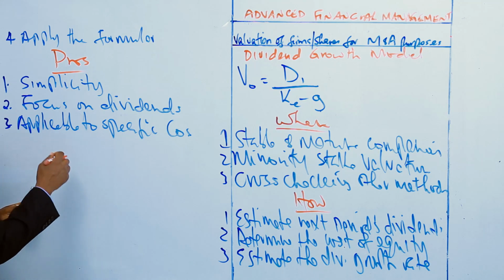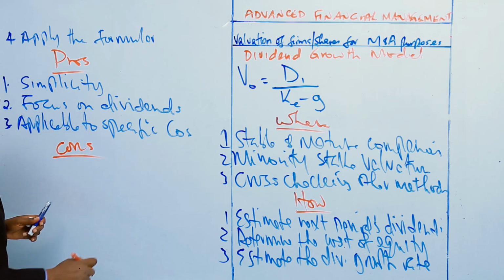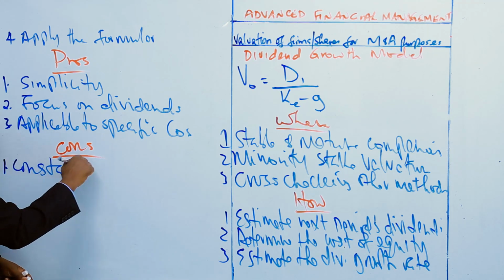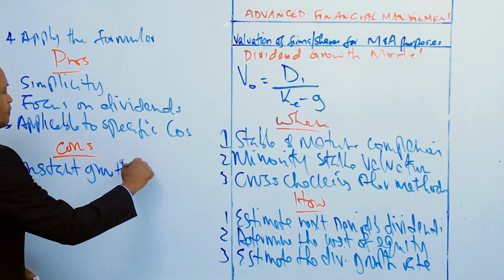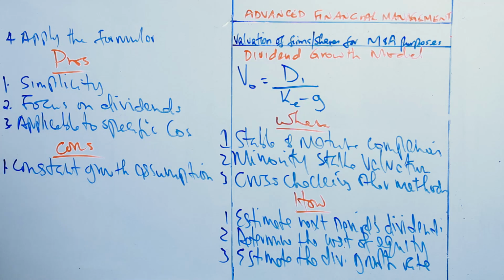Does this method have disadvantages or limitations? Cons. What are the disadvantages of this method? Number 1 is in relation to the constant growth assumption. How is it a disadvantage?